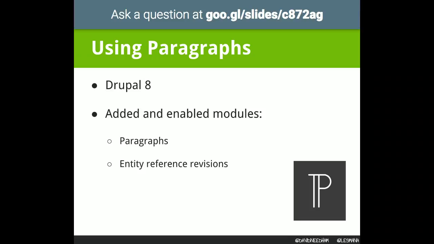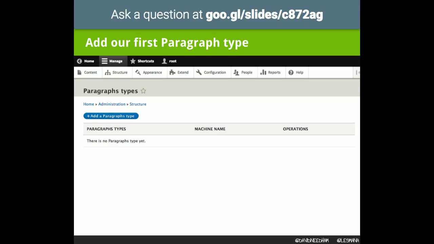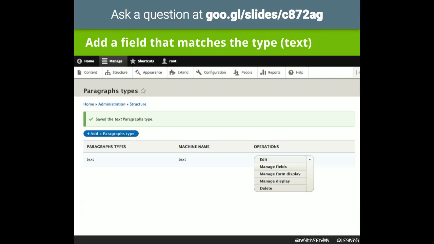And I've only added 2 extra modules. I've added the paragraphs module and the entity reference revisions module, which is a requirement of the paragraphs module. So I've enabled those 2 modules, and I have the option under Manage Structure to choose paragraph types. And this is going to look a lot like a content type at this point. We're going to start just by defining a few of our paragraph types. So I'll go to Add Paragraph Type in that button there.